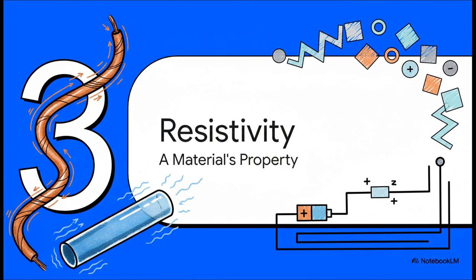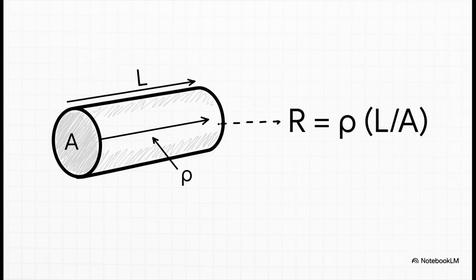I mean, think about it. A copper wire and a glass rod of the exact same size and shape are going to behave very differently, right? This is where the actual material itself comes into play. So when we put our 2 rules together, that resistance goes up with length and down with area, we can build the whole formula. And it looks like this.